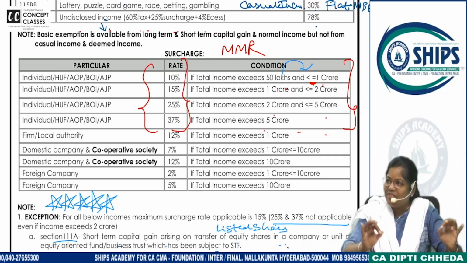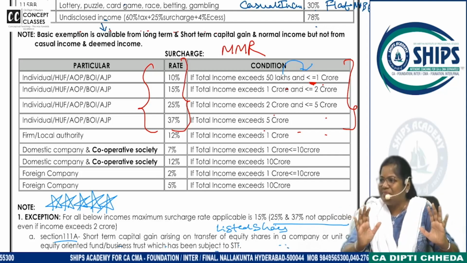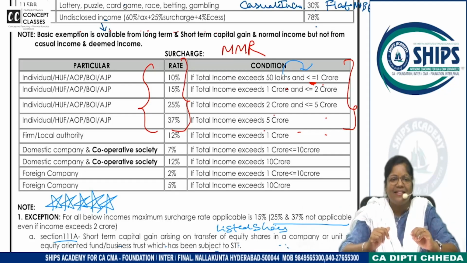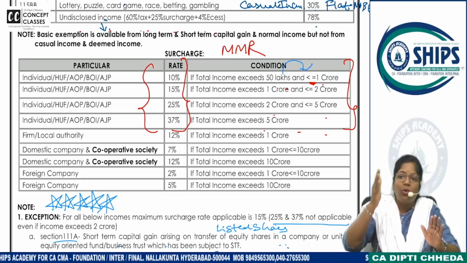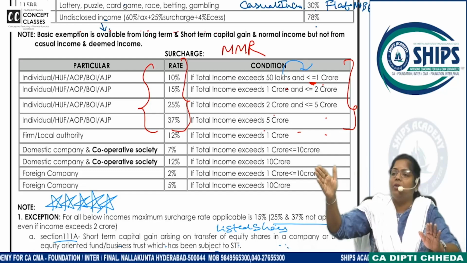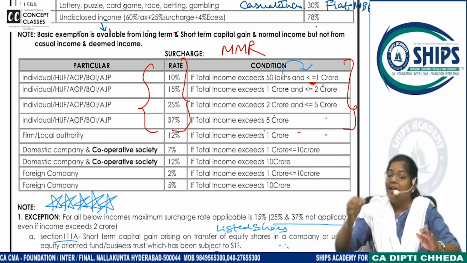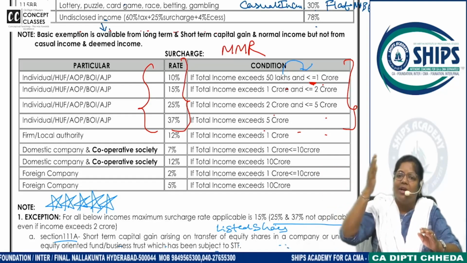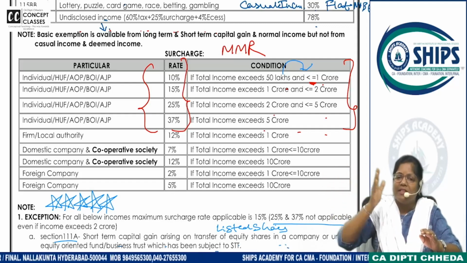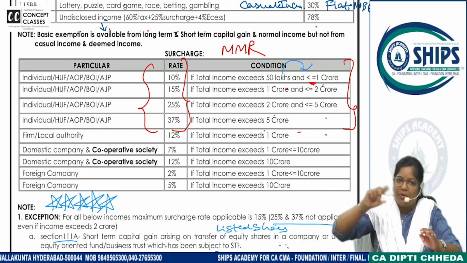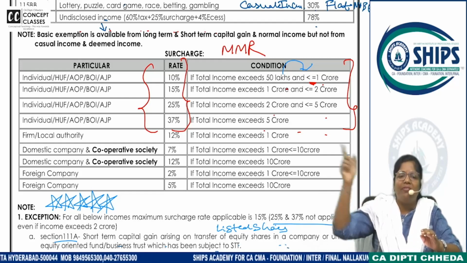Surcharge rates for individual, HUF, AOP, BOI. How much is it charged? Up to 50 lakhs total income? Nil. If total income is 50 lakh to 1 crore, how much is the surcharge rate? 10% on tax. 1 crore to 2 crore: 15%. 2 crore to 5 crore: 25%. And 5 crore and above?